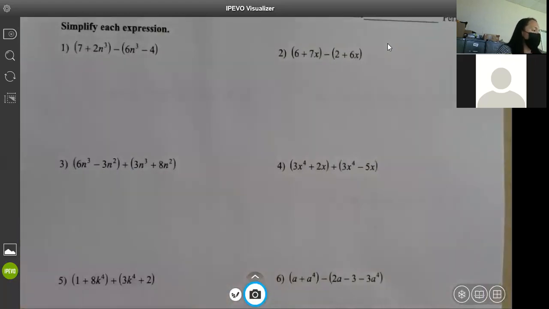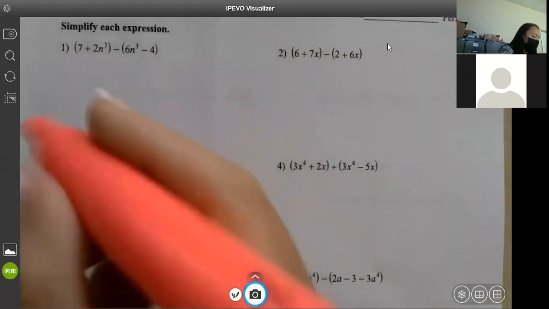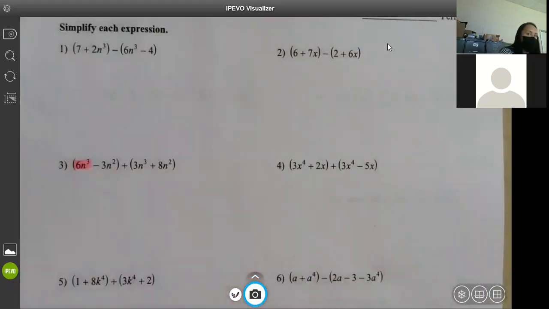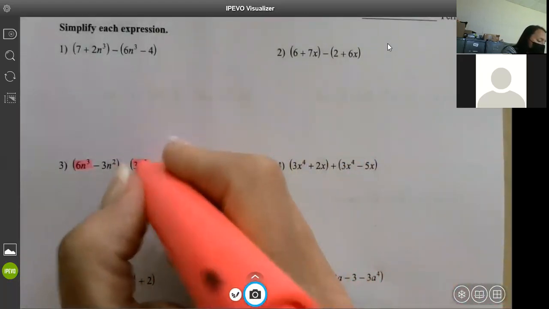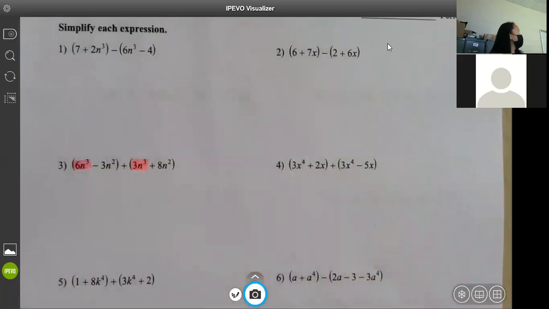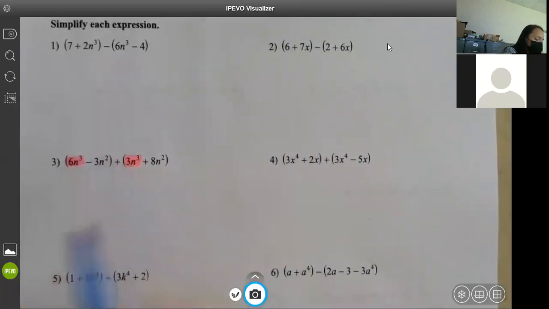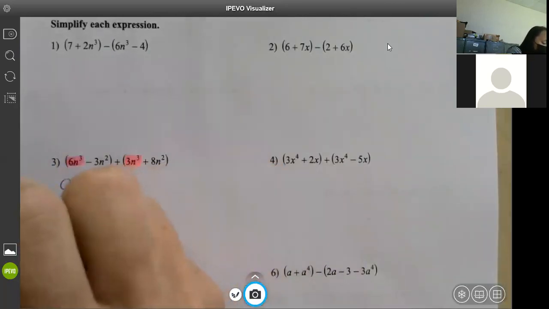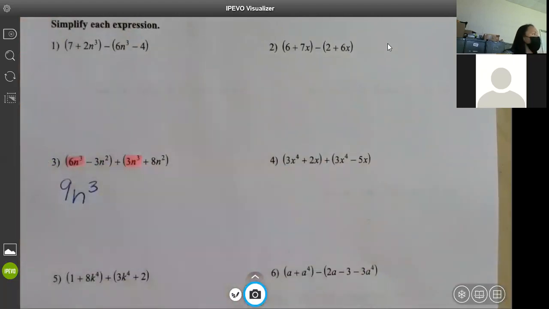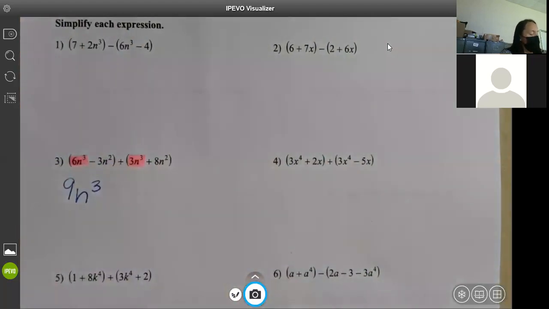So if we're looking at this first one, we have a 6n cubed. We're looking for other n cubes. Okay, so those two are like terms, guys. Those two are like terms. All you do is add the numbers. 6 plus 3 is 9. And whatever made them alike, you just put it on the 9. So n cubed.